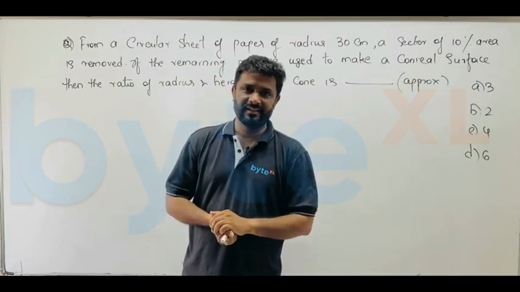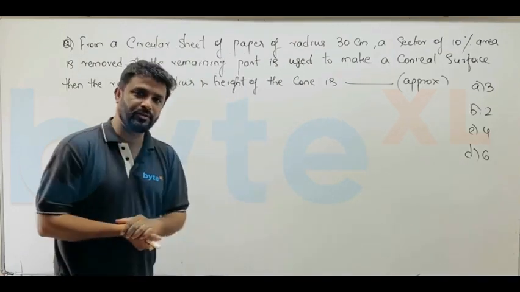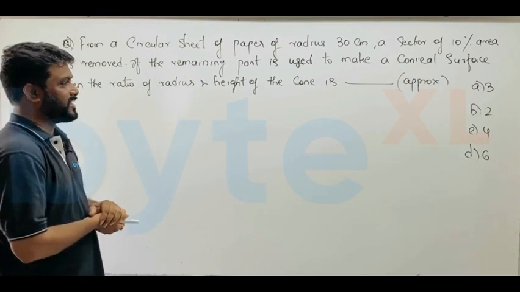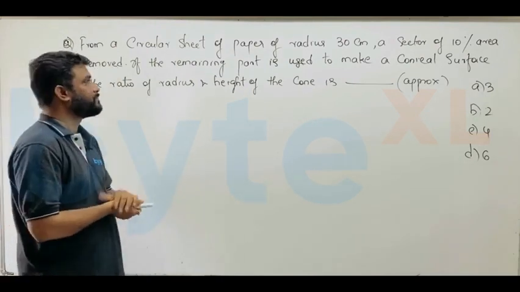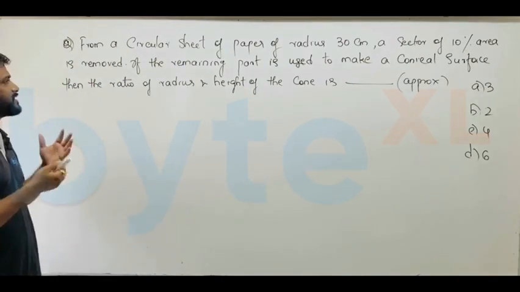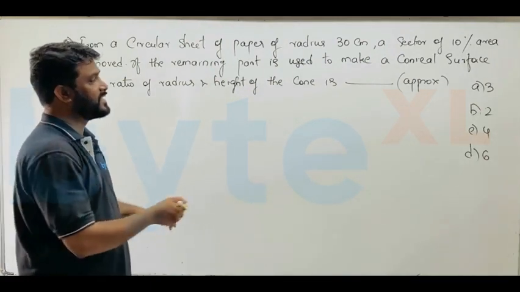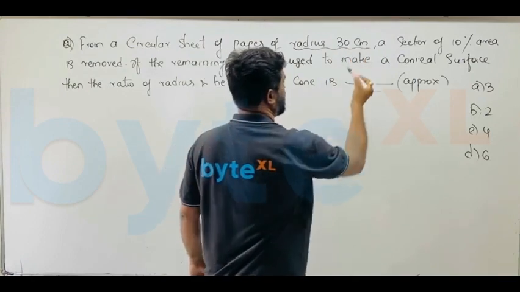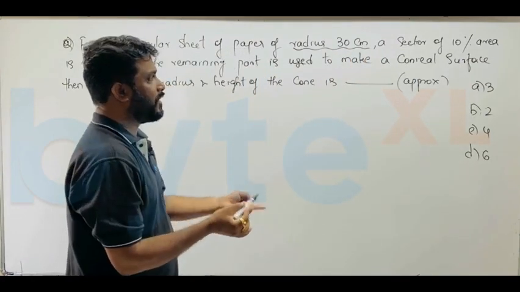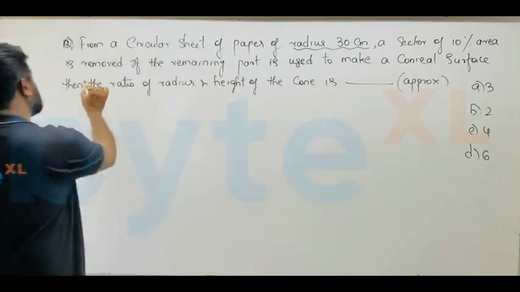Hi friends, there is an interesting question for you in the aptitude section, quant section, in the chapter of mensuration geometry. The question is: from a circular sheet of paper of radius 30 centimeters, a sector of 10% area is removed.